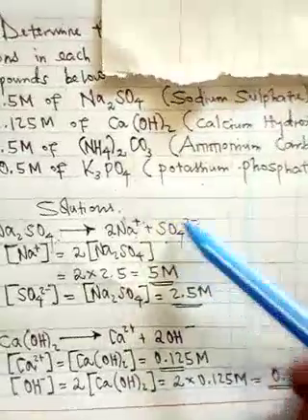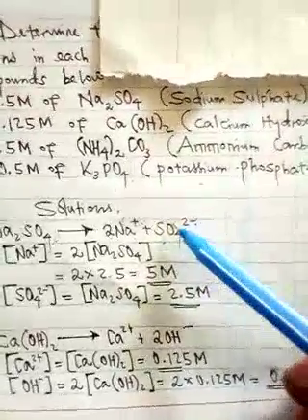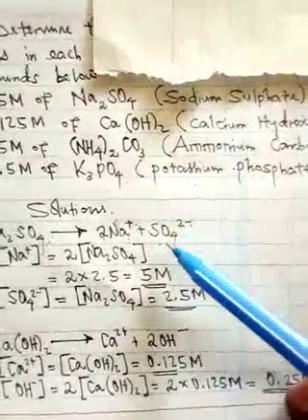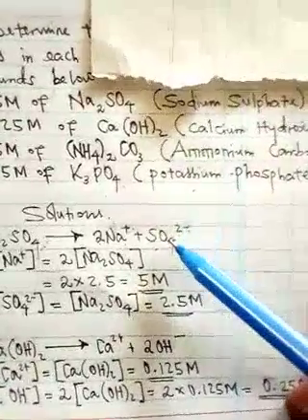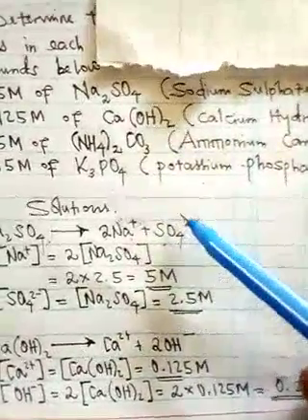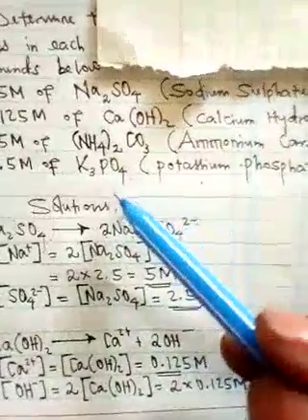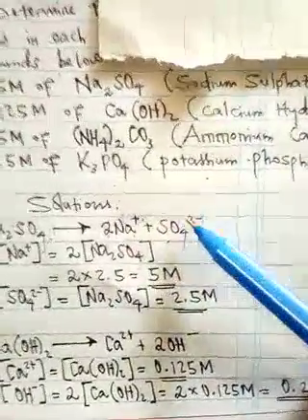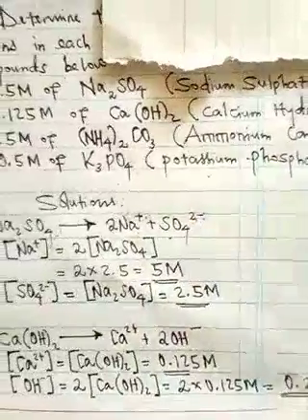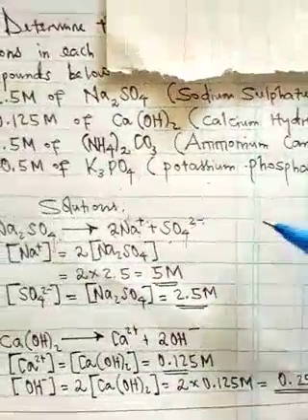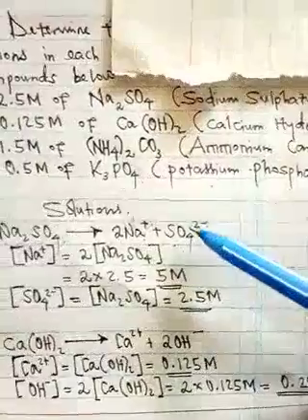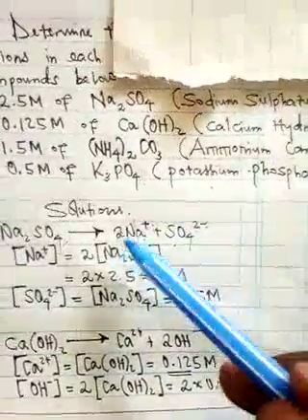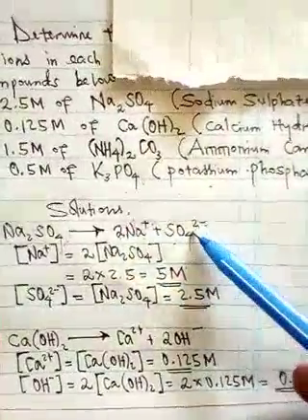Non-metal ions like the sulfate ion here are referred to as anode ions or anions. Why? Because they migrate to the anode which is positively charged. They are negatively charged, so they are going to migrate to the anode which is positively charged. Hence the name anode ions. 2 sodium ions, 1 sulfate ion.